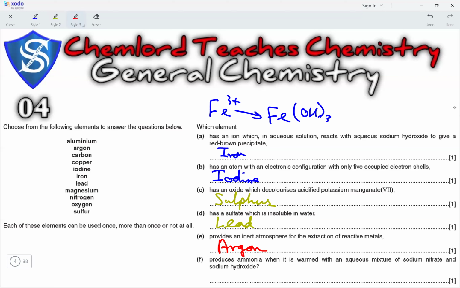Next, produces ammonia when it is warmed with an aqueous mixture of sodium nitrate and sodium hydroxide. So this has to be a test in which we add aluminum foil. So aluminum foil would mean that aluminum is the correct answer here. So when we have a nitrate present in solution, we add sodium hydroxide and aluminum foil. And when we heat it, ammonia gas is evolved. So the answer here would be aluminum.